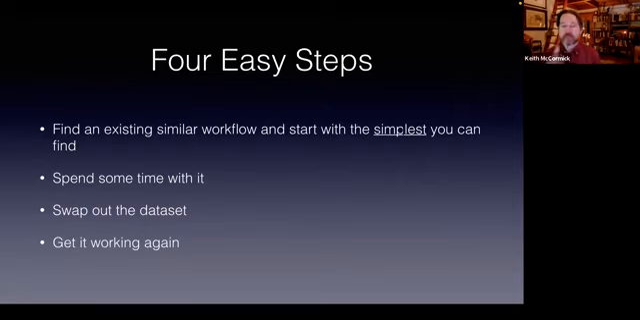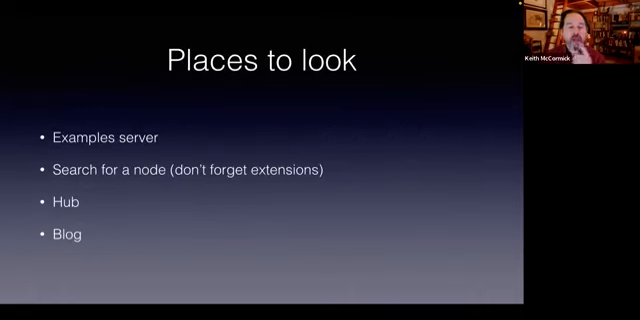So it's very simple, and I'm going to demonstrate that now. Oh, so here are the 4 places to look, though. I mentioned the example server already. You can also search for a node. I'll show you where that is. There's also the hub, and there's this hub interface that's been added to KNIME itself fairly recently, which is great. But then also the blog.